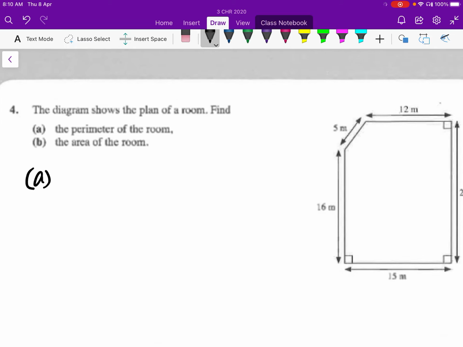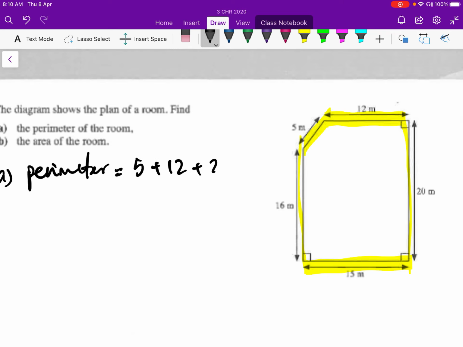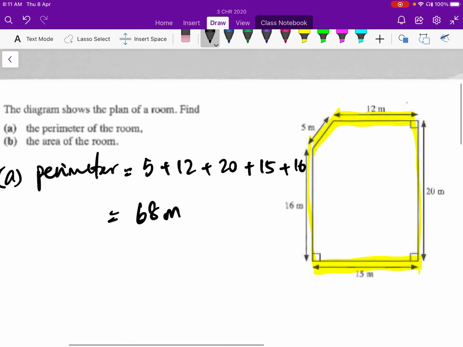Part A, perimeter. If I were to highlight it, perimeter is just the outline. Very simple outline. So perimeter will be 5 plus 12 plus 20 plus 15 plus 16. So that is 68 meters. That's quite big. That's really big.